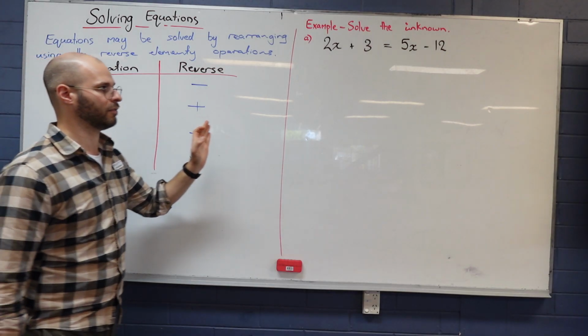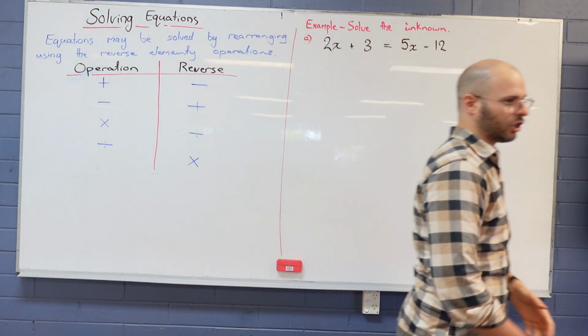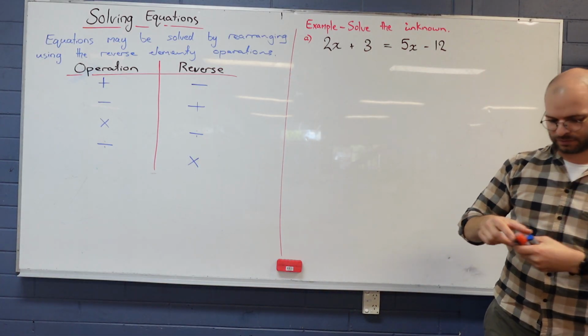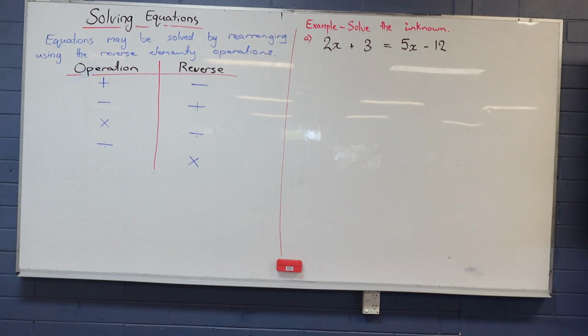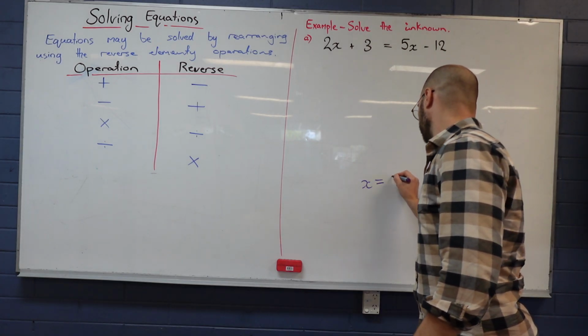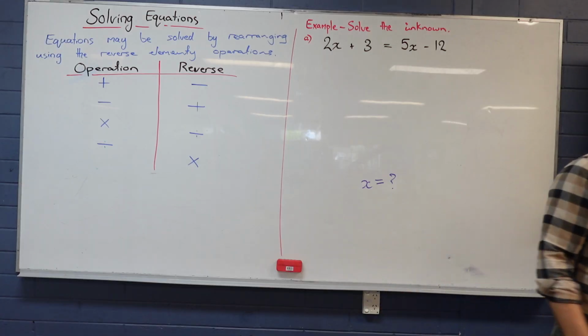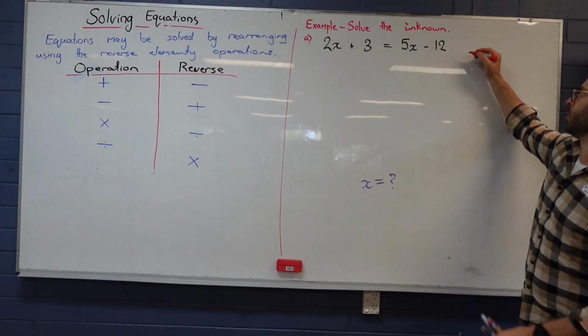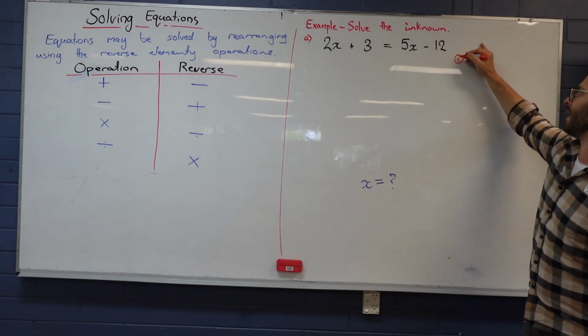So if we have a linear equation as shown up here, we can find the value of x. We can tell the story of how to find the value of x by using the reverse elementary operations. Now, this sort of equation, the style, is solved using two steps. The first thing we're going to do is we're going to move the constants to the right.